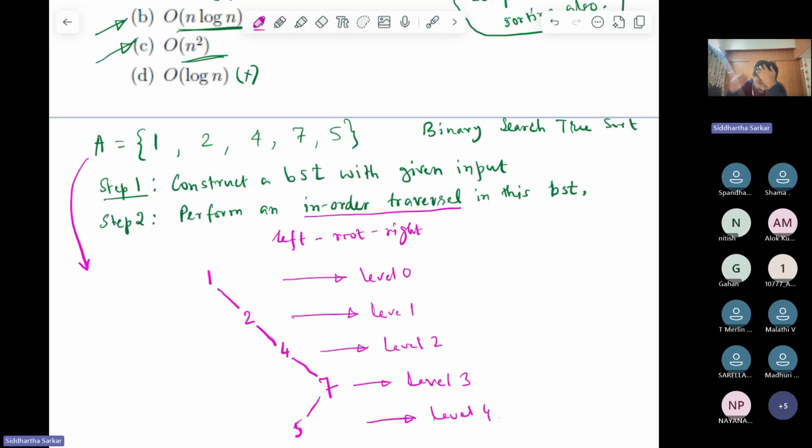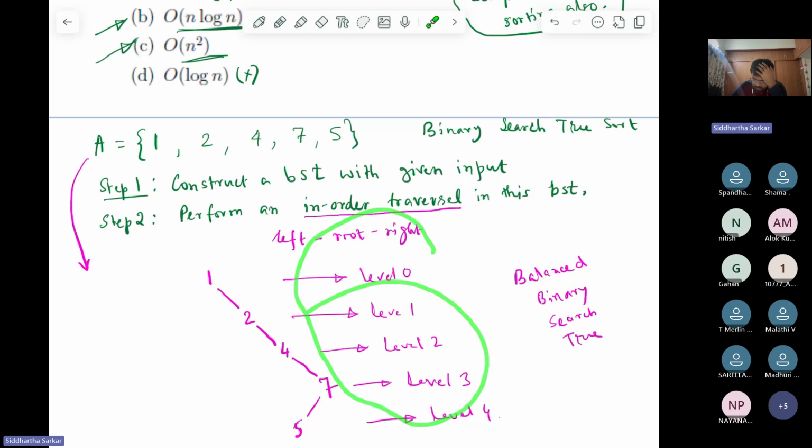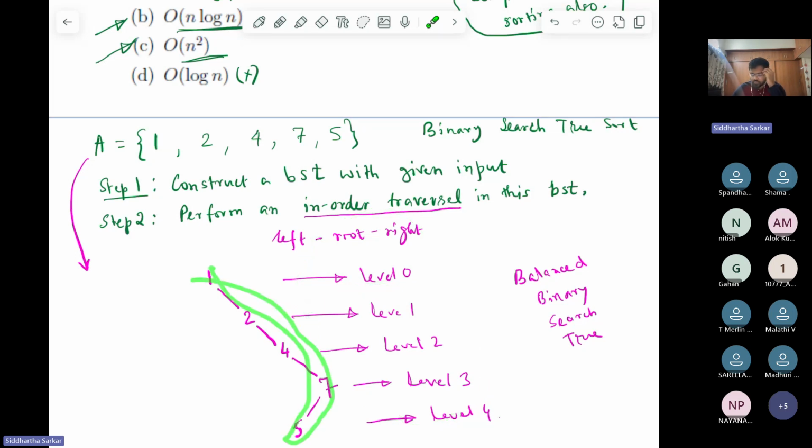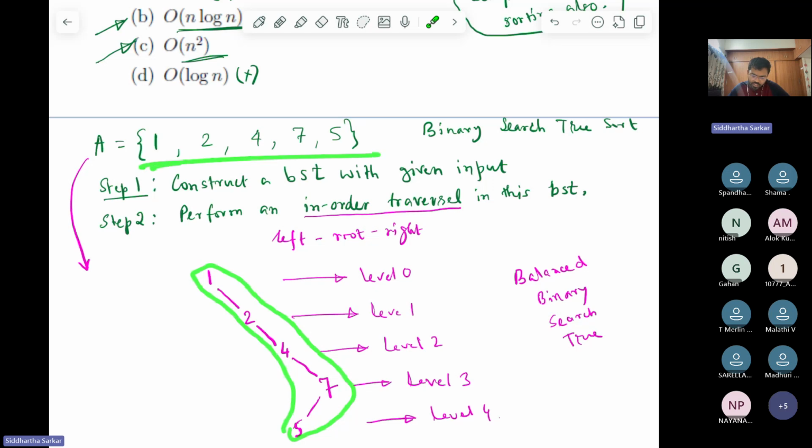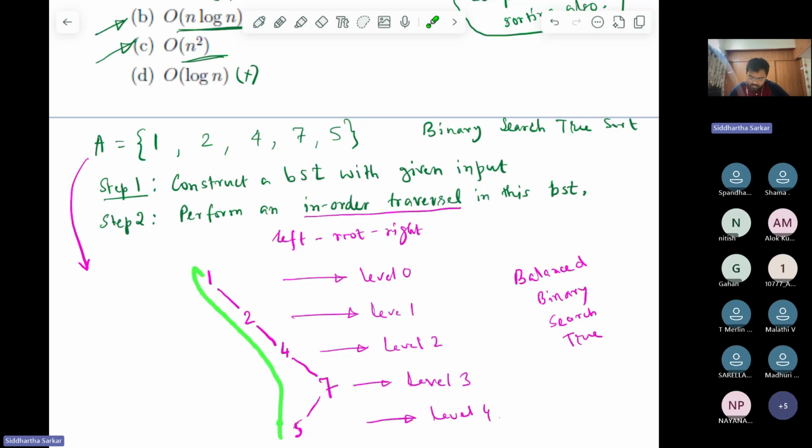Okay, so what we have seen in the classes is that there is a concept of a balanced binary search tree, where the number of levels is minimized. So if many levels are there, it's like a path. We want to minimize the number of levels. So what is happening is, if the levels are so many, so there are n elements, in this case 5 elements, and there are 5 levels.